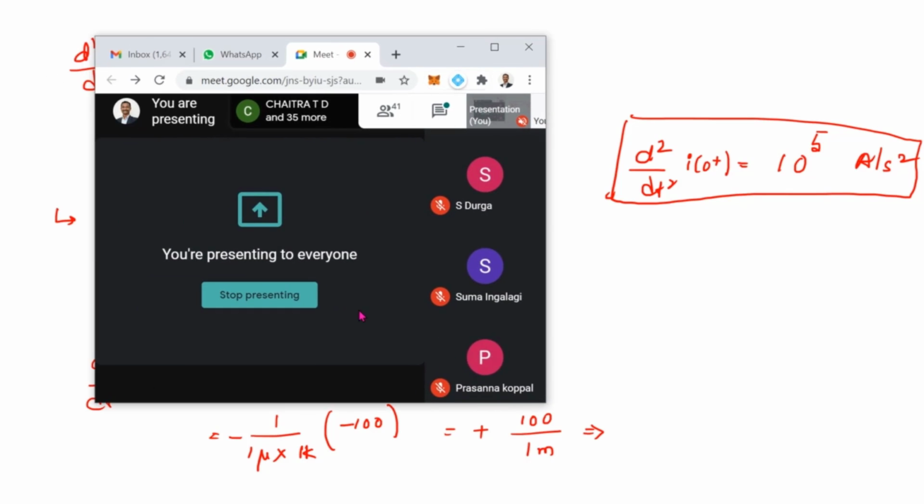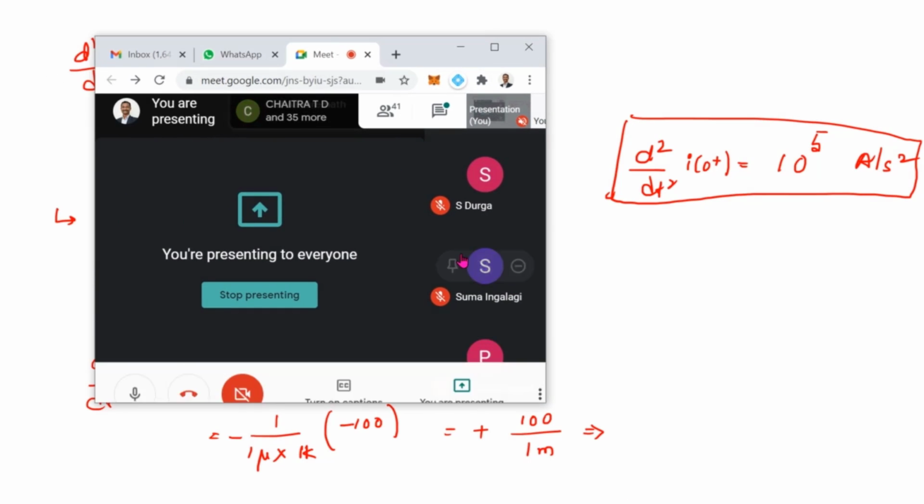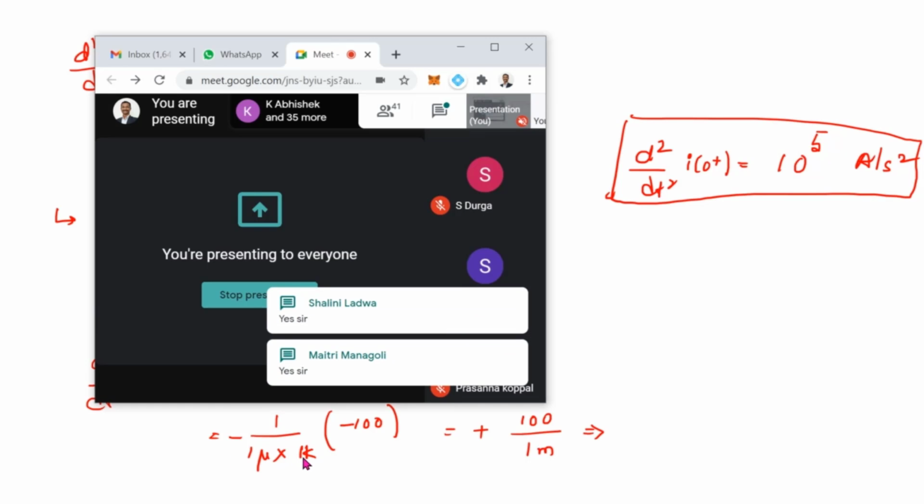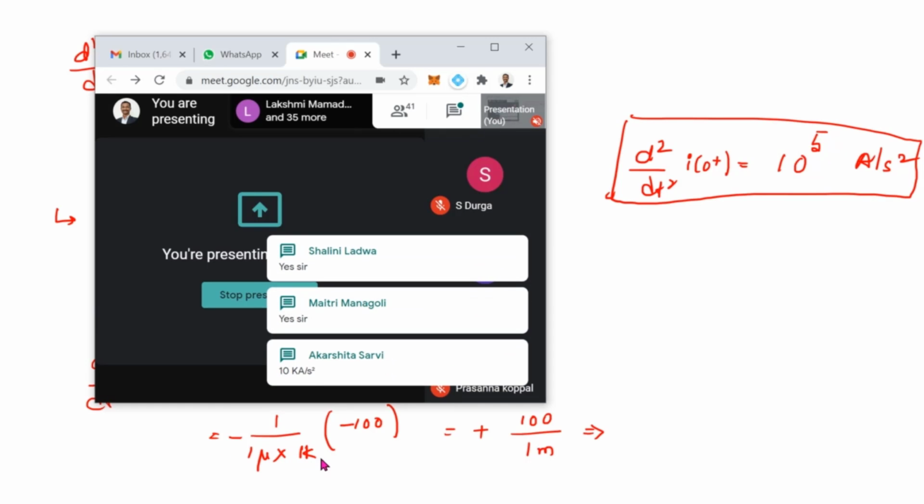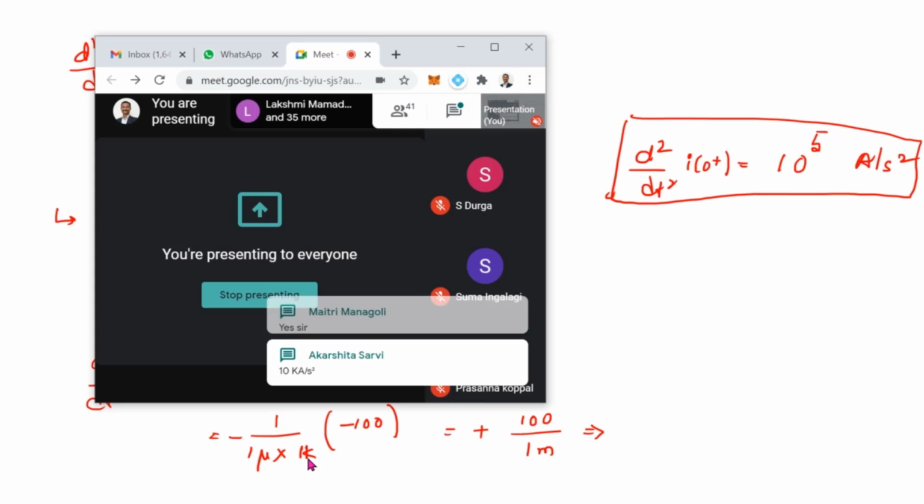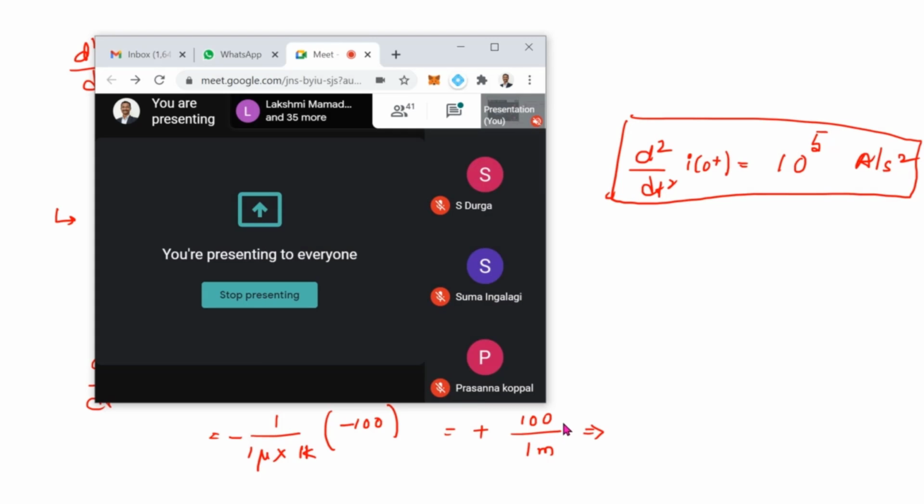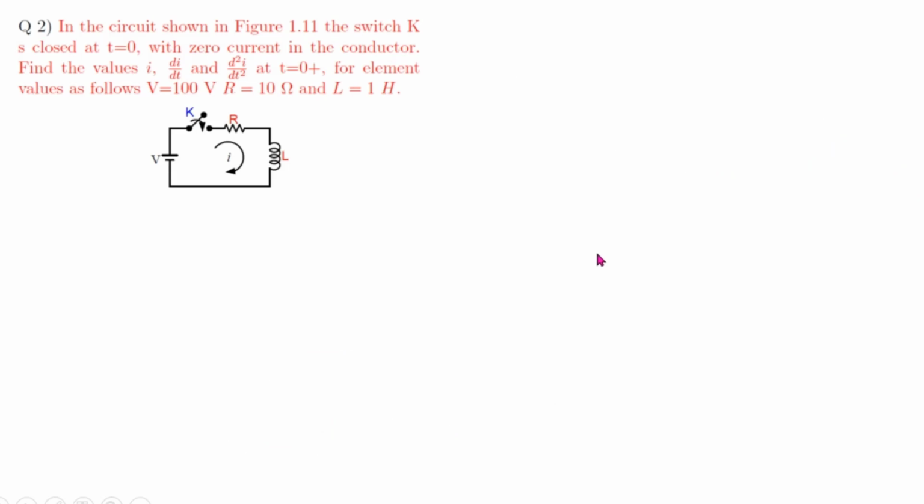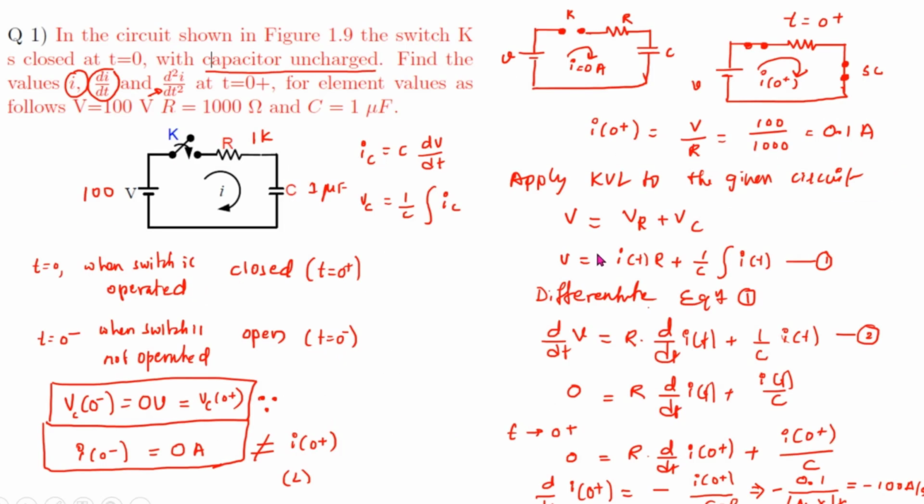All of you got the same answer? Any different answers? Here 1 micro and 1k is what? 1 milli. So 1 milli, if it comes to the numerator, is 10 to the power 3. 10 to the power 3 plus 10 to the power 2 is 10 to the power 5. All of you got the same? It is a simple problem.